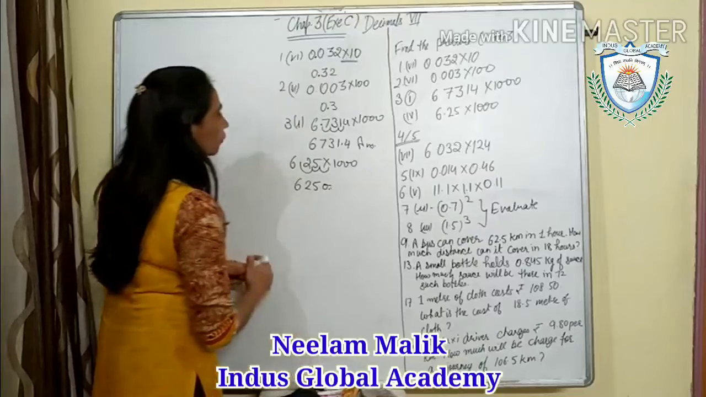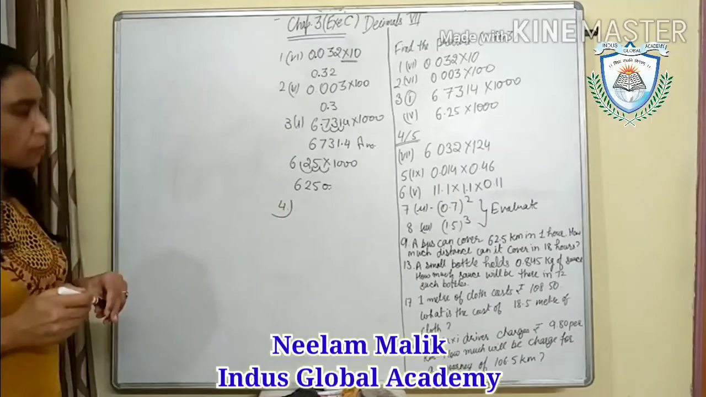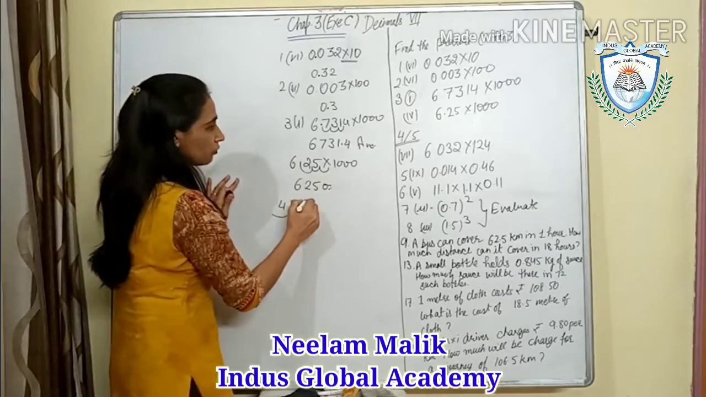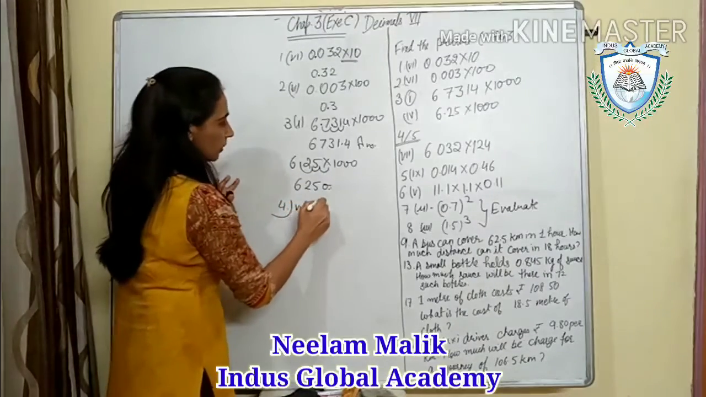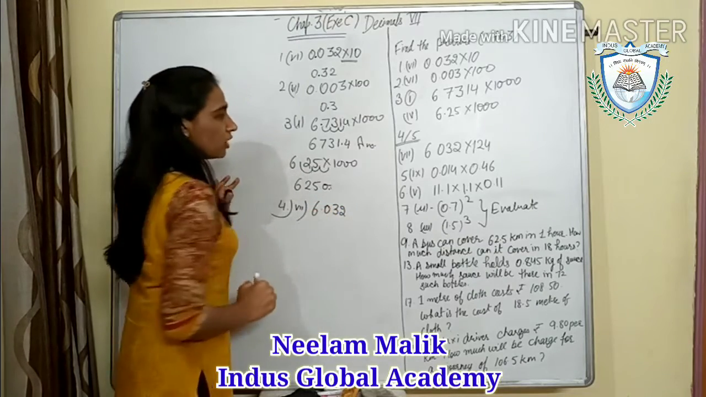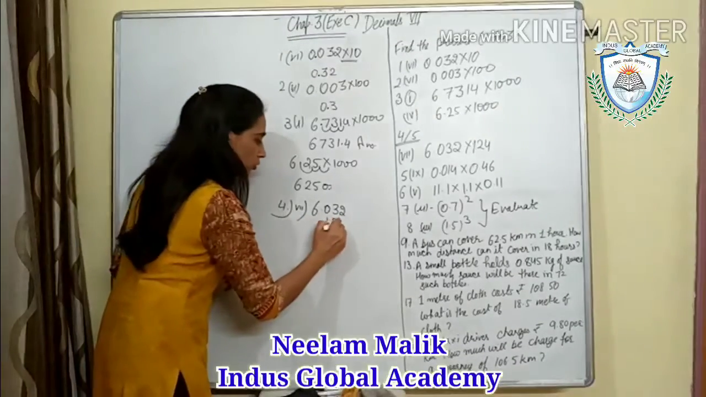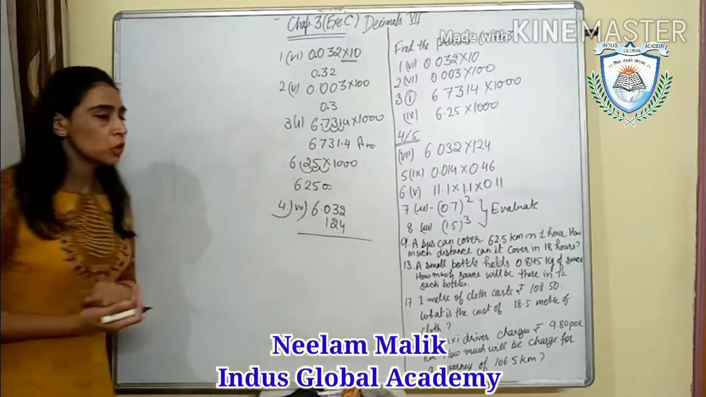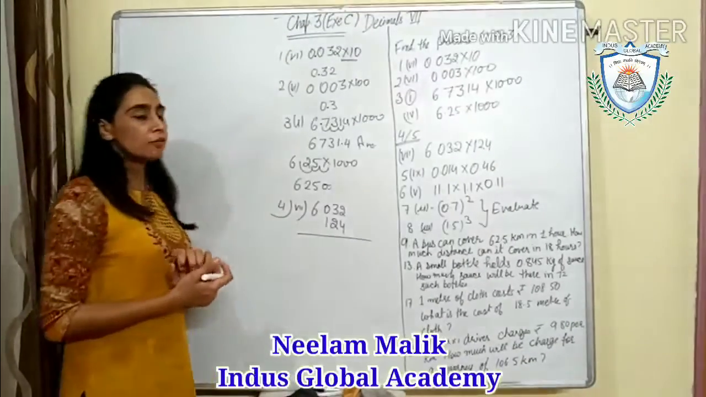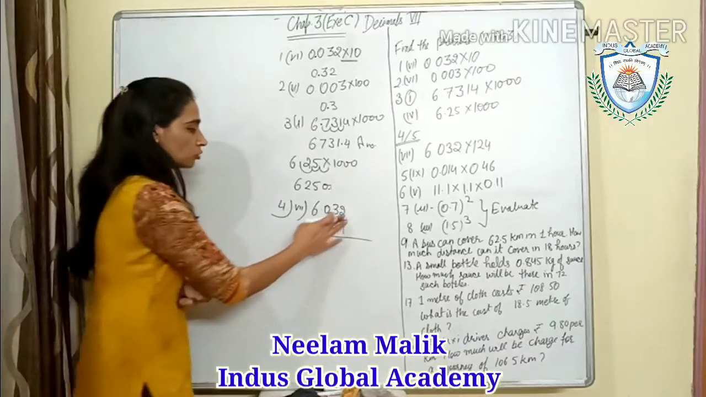Now question number 4 and 5. In question number 4 and 5 we have to do the multiplication. Question number 4, I have taken one part, this is your 7th part, 6.032. We have to multiply this number with 124. You will do simple multiplication first. After solving this, we will put our decimal point in the answer.